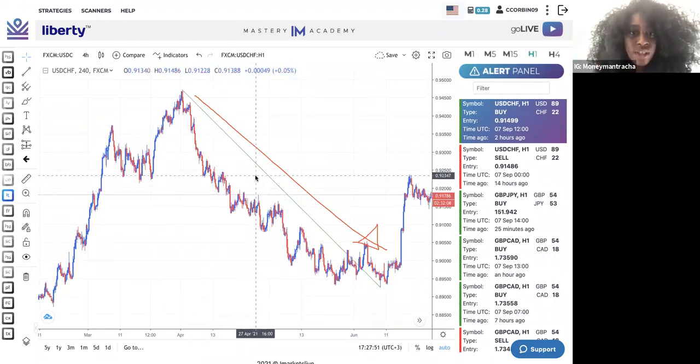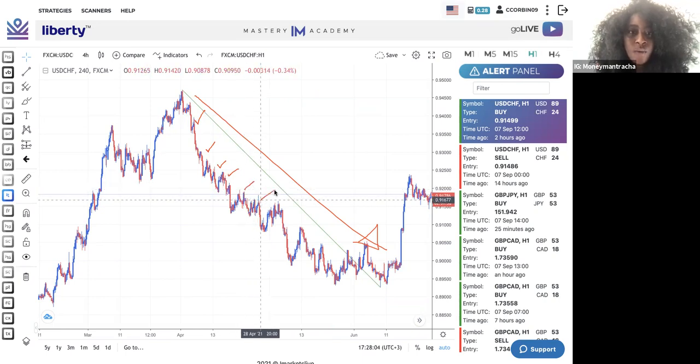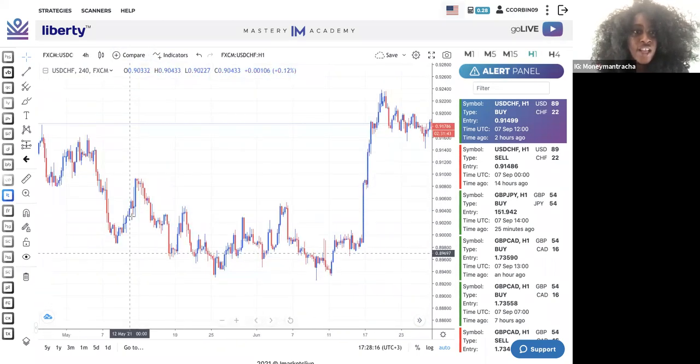downtrend not only by the shape, but we had a higher low, then we had a lower high, then we had a lower high, then we had a lower high, and then we had these higher lows, higher lows, higher lows. And this just means that price, and let me just zoom in a little bit so y'all really can see, because this is important.